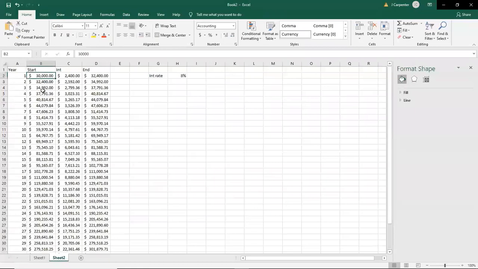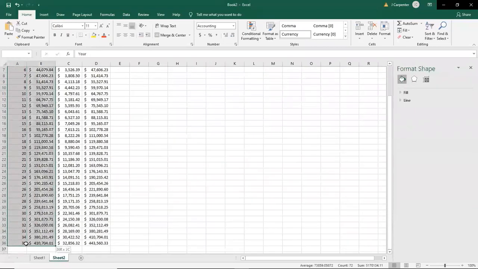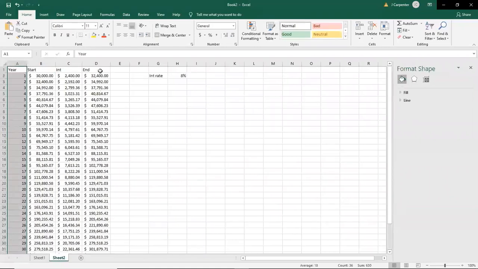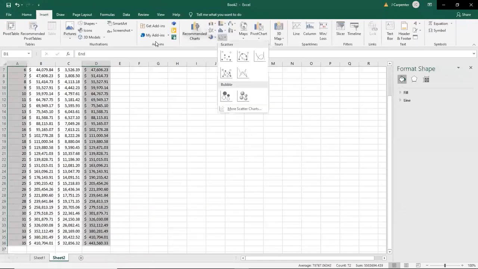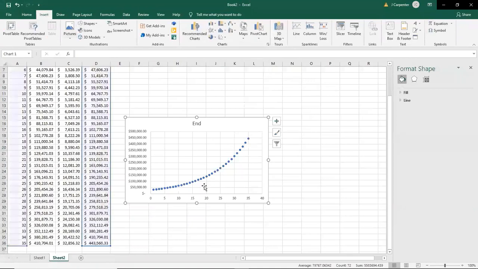But yeah, all right, so let's make our chart. So highlight all the years, let go, scroll back up. Before I hit anything else, I'm gonna hit and hold Control, highlight the ending balance, let go, then insert, scatter chart, boom. Look at that, it's got a nice bend to it, that's our explosion.